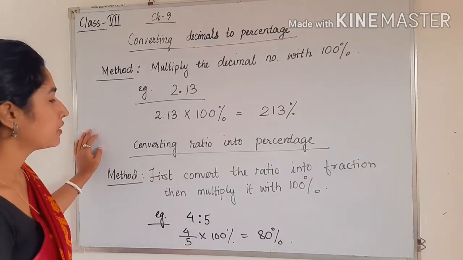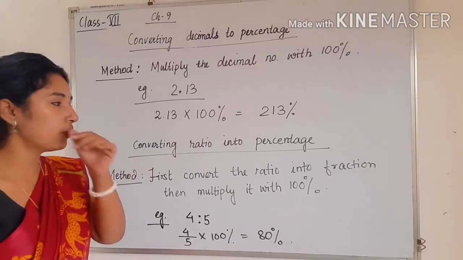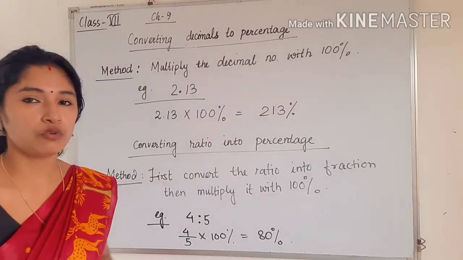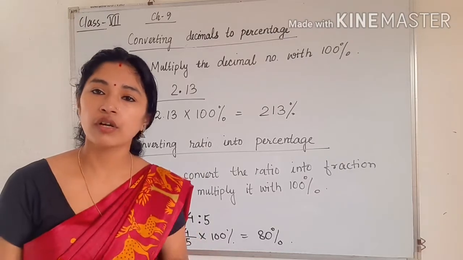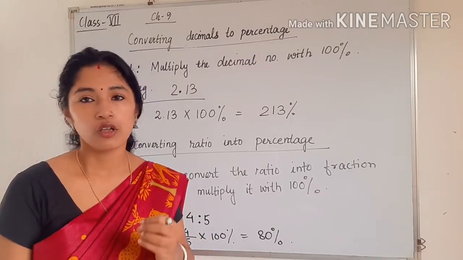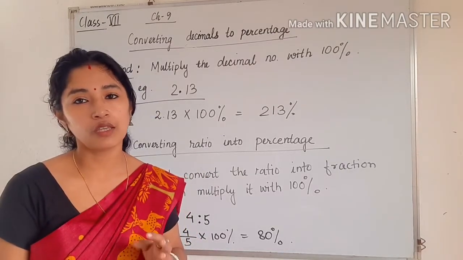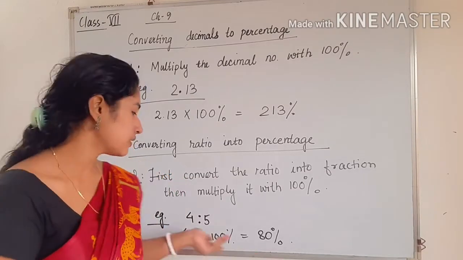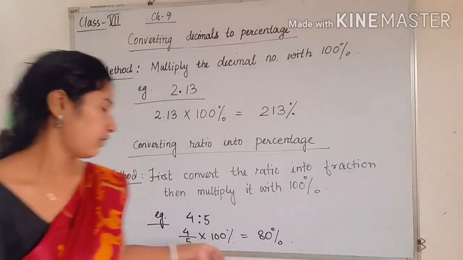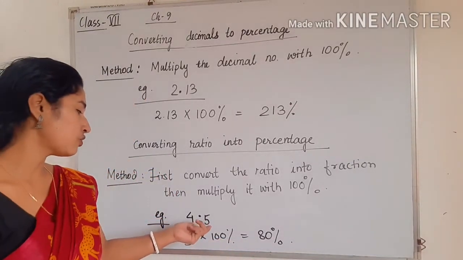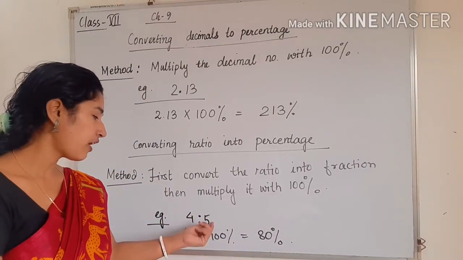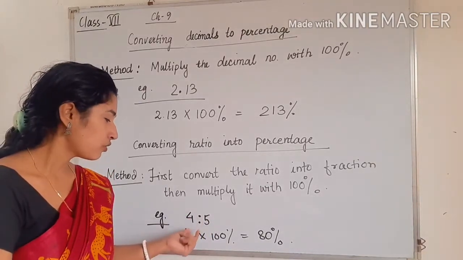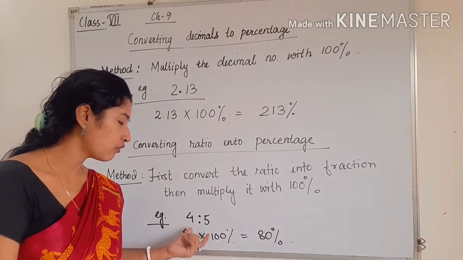Okay. Similarly, see how to convert a ratio into percentage. For converting a ratio into percentage, we have to write that ratio in fraction form first of all. After writing in fraction form, then next you have to multiply with 100% and you can easily get the answer. Okay. For example, 4:5. Okay, 4:5 means what? Out of 5, we are taking how many parts? Only 4 parts.